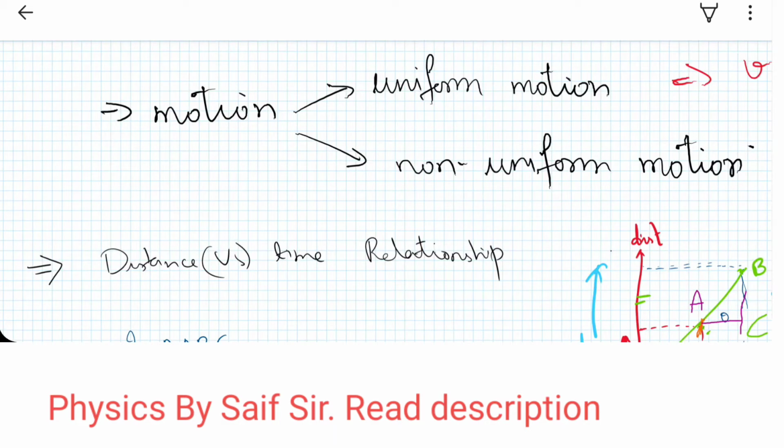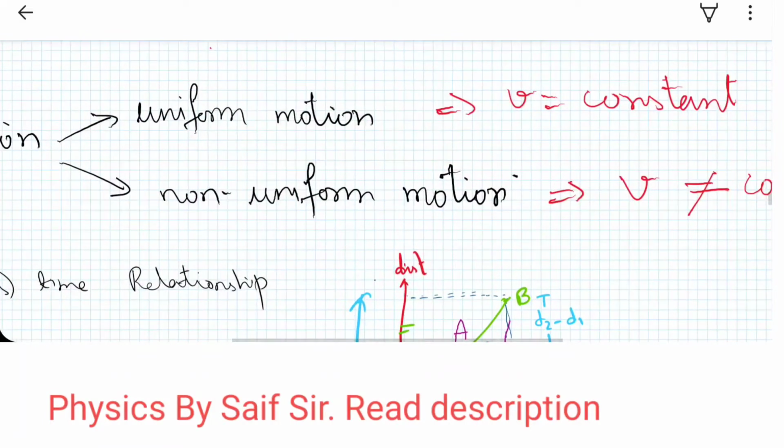Hello, welcome to the third video. In the first video we have seen about the motion. In the second video we have seen about the parameters of motion. In the third video we will see more in detail about motion. So the motion is categorized into two types, that is uniform motion and non-uniform motion.